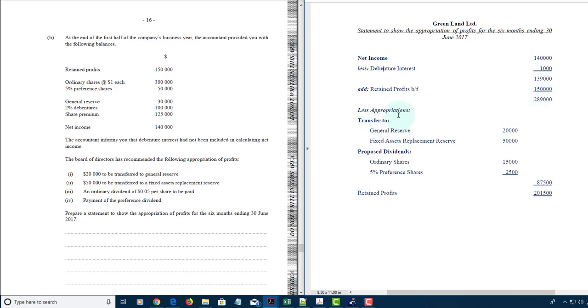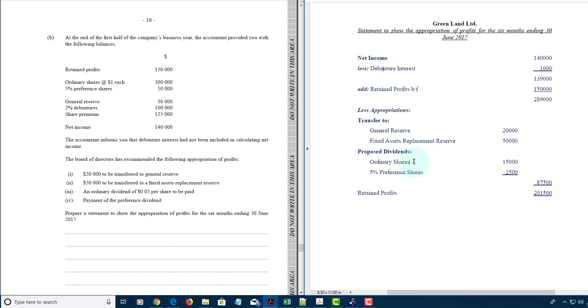Then you're going to less your appropriations. You are showing now how this profit is being distributed among various reserves and dividends, among other things. So you are going to transfer from that 289,000, 20,000 to the general reserve, 50,000 to fixed asset replacement reserve, and then you are going to propose the dividends on the ordinary shares and the preference shares.